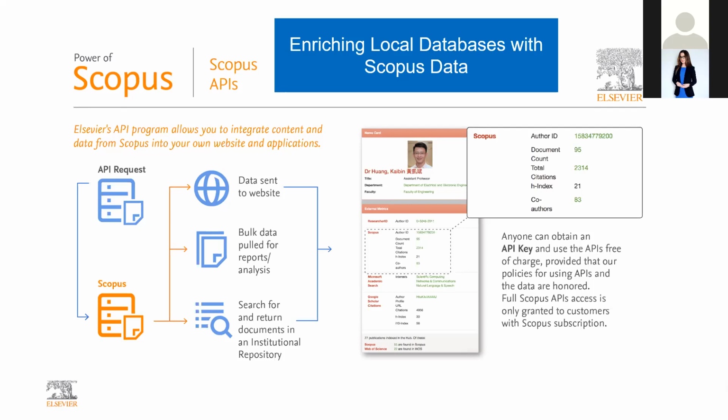So basically, Croatia right now has a national agreement for Scopus. So I strongly recommend anyone who didn't use the API, just please try it. I'm pretty sure that you will like it. So anyone can obtain an API key. This is the first step, and you can use the APIs free of charge, provided that our policy for using APIs and the data are honored. Full Scopus API access is only granted to customers with a Scopus subscription, of course.